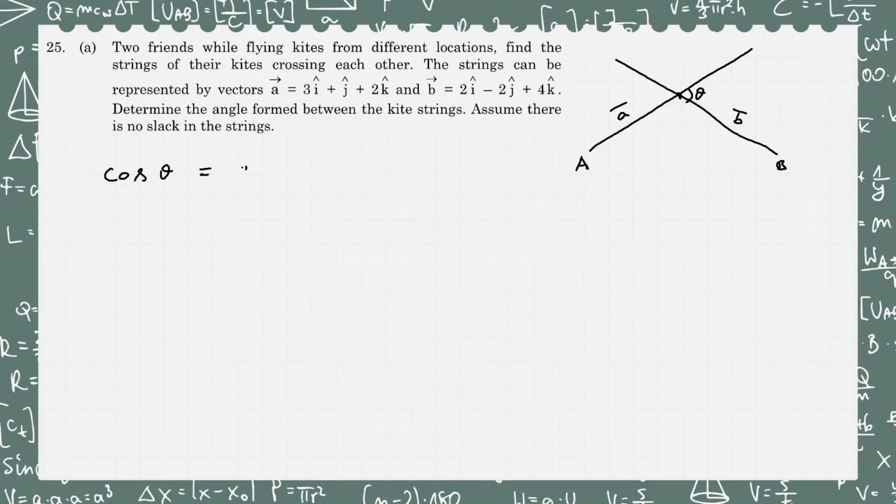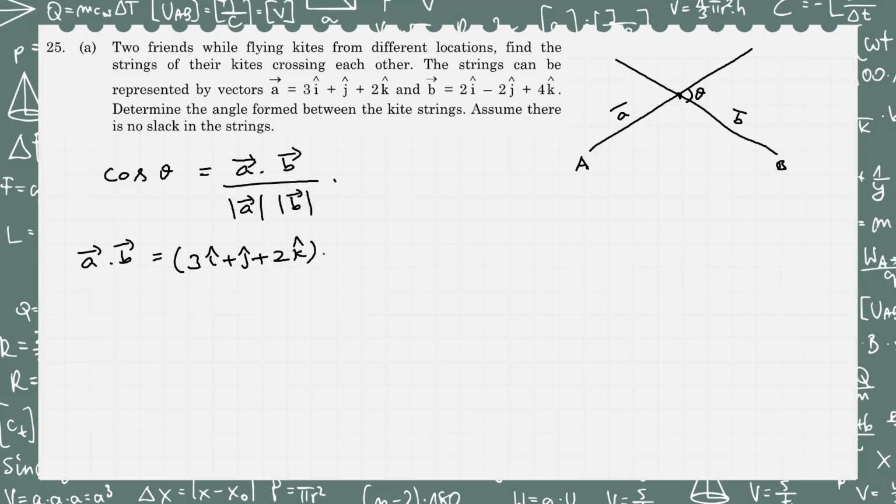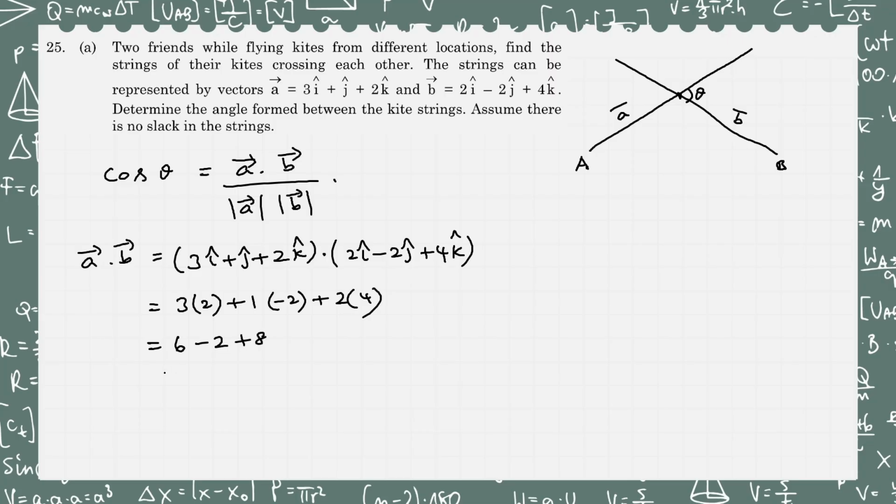So cos theta will be A dot B divided by length of A into length of B. First let us find A dot B. A dot B equal to 3i plus j plus 2k dot 2i minus 2j plus 4k. This will be 3 times 2 plus 1 times minus 2 plus 2 times 4. This is 6 minus 2 plus 8, which is 12.